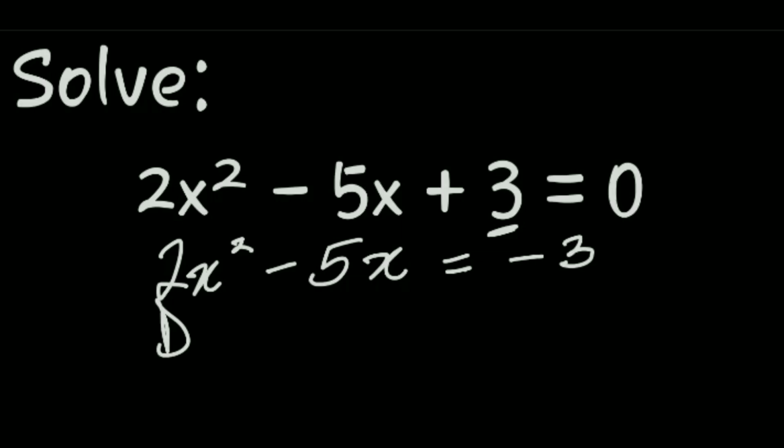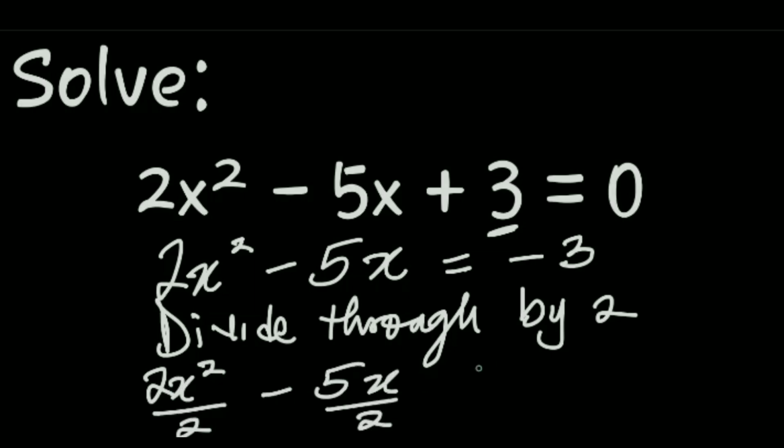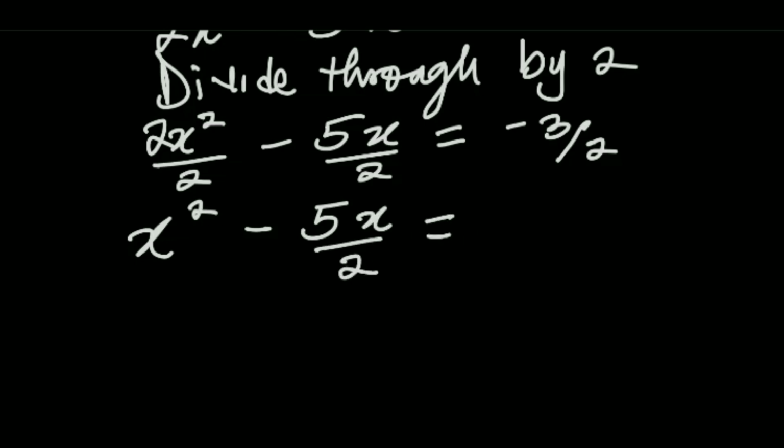And so we say divide through by 2. Why? Because the coefficient of the quadratic term here is 2. And so this is 2x squared over 2 minus 5x over 2 equals minus 3 over 2. And so when that is done, we would have this as x squared minus 5x over 2 equals minus 3 over 2.